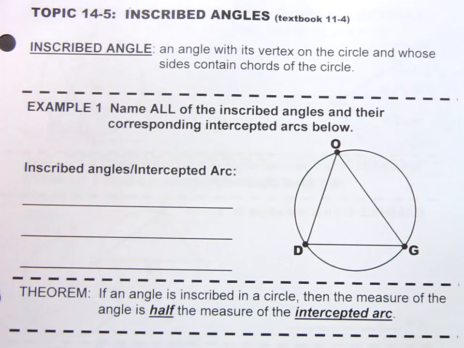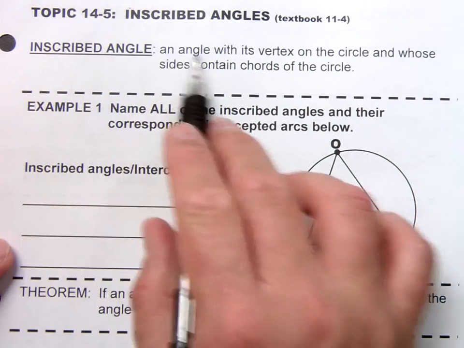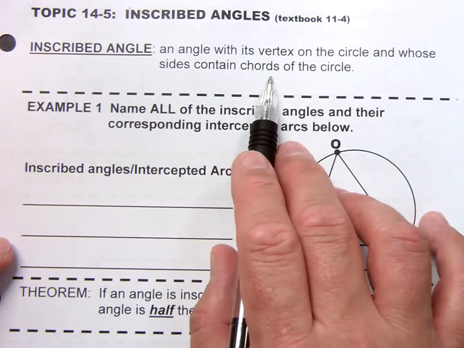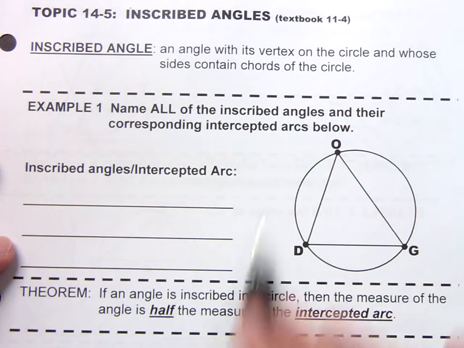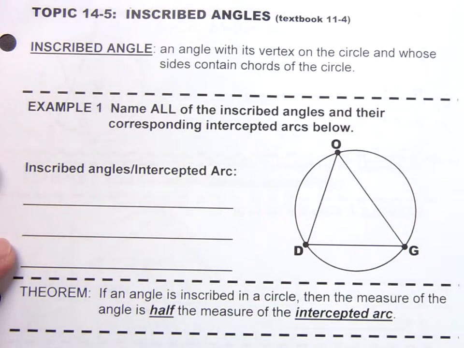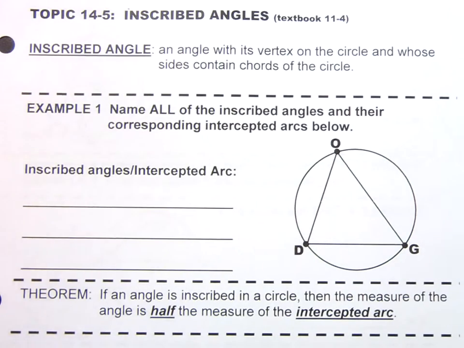Alright, we're talking about inscribed angles today. An inscribed angle is an angle with its vertex on the circle and whose sides contain chords of the circle. So down here in this picture, it says name all of the inscribed angles and their corresponding intercepted arcs below. We have 3 inscribed angles.